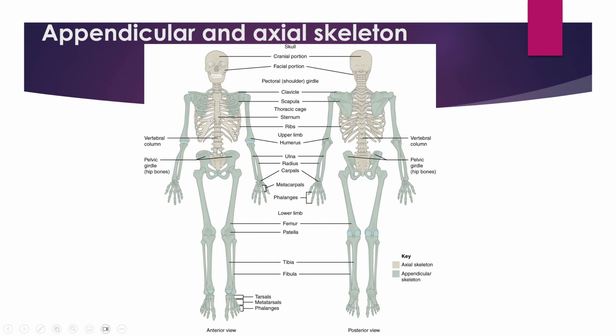Here is the vertebral column, pelvic girdle or hip bones, the femur, patella, tibia, fibula, tarsals, metatarsals, phalanges. And in this grey-brown colour is the axial skeleton, and then in green is the appendicular skeleton.